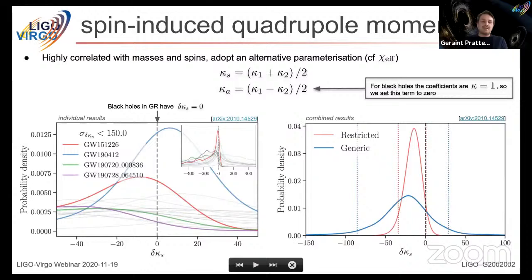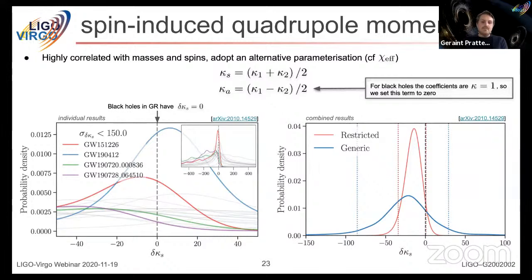What we find is that this delta kappa term is unfortunately highly correlated with the masses and spins. And this means that we seek an alternative parameterization. This is analogous to how we define an effective aligned spin rather than individual spin components. So we introduce a symmetric and an antisymmetric kappa. Now, because for black holes kappa is equal to 1, the antisymmetric term implicitly vanishes, and we only consider perturbations to the symmetric term. For black holes, delta kappa S is 0, so we have this nice GR limit.